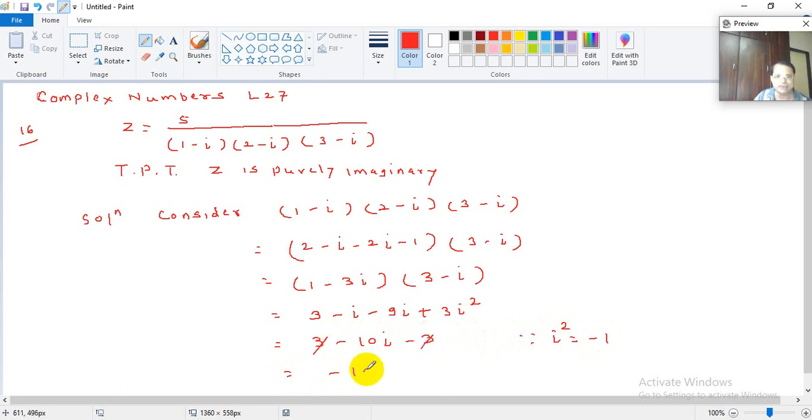You have minus 10i. That is the value of the denominator. So now I can substitute that.